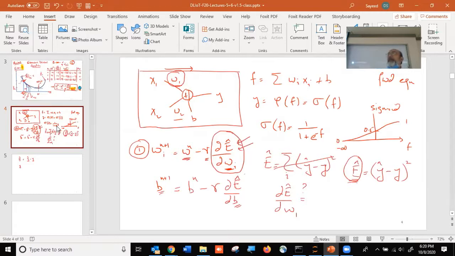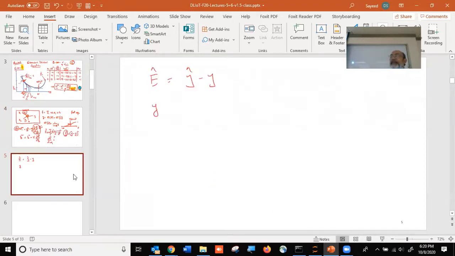It's our desired value, right? So the desired value is actually a label, okay? So that's fixed. Y hat is fixed. Y is being generated based on the data in the neural network, and so that's a variable.